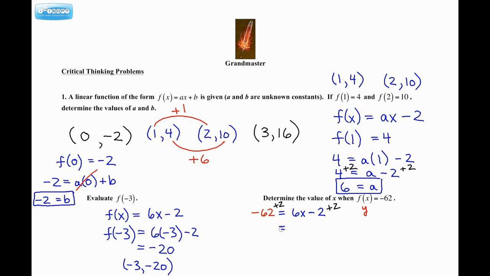Okay, so be careful. Negative 62 plus 2, that is negative 60, equals 6x. And to solve for x, I can finish that by dividing both sides by 6. There we go. Those cancel. So we get x is, and negative 60 divided by 6 is negative 10. So that's the x value, meaning the ordered pair, if x is negative 10, y is negative 62.